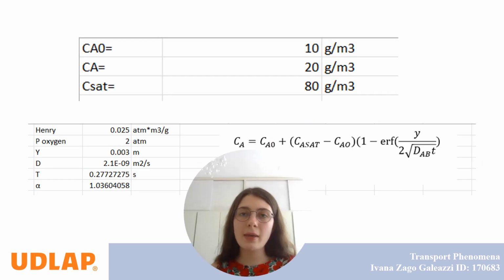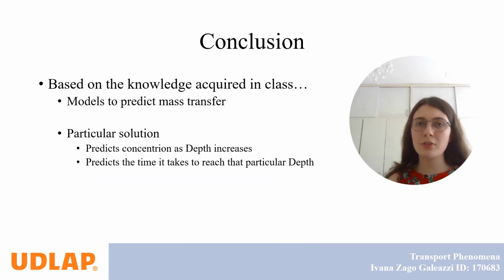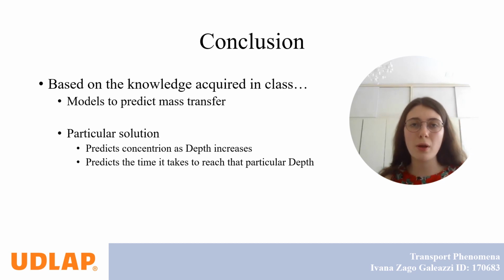Using that exact same equation and the information that we have previously stated, we can put it into an Excel sheet, and with the solver tool, we will obtain that it takes 0.27 seconds for oxygen to reach a depth of 0.3 centimeters at a concentration of 20 grams per cubic meter. Solving this problem allowed us to see that using the information that we were given in class in Fick's law, we are able to construct models that predict the concentration of a given substance in a given problem and how this concentration varies when time and depth also vary.